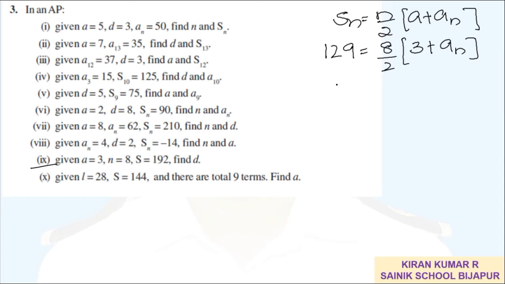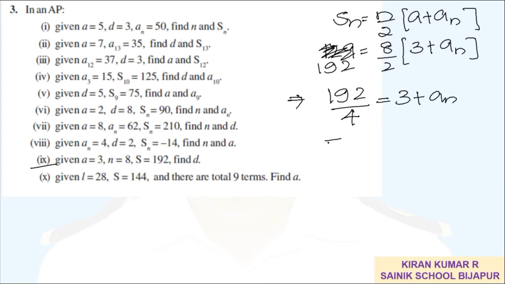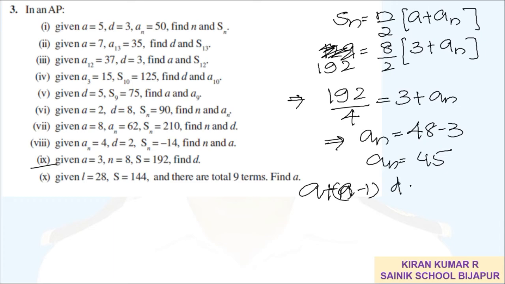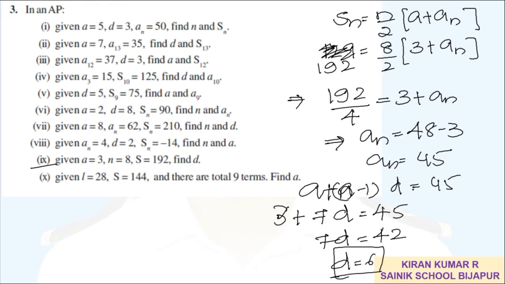It becomes, it's not 129, sorry, it is 192. So we'll be getting 192 divided by 4 equal to 3 plus an, which implies an is 48 minus 3. So an is 45. We use the formula a plus n minus 1 into d equal to 45. So 3 plus 7d equal to 45. 7d will be equal to 42. D value is positive 6. So d is 6. We have found the value of common difference.